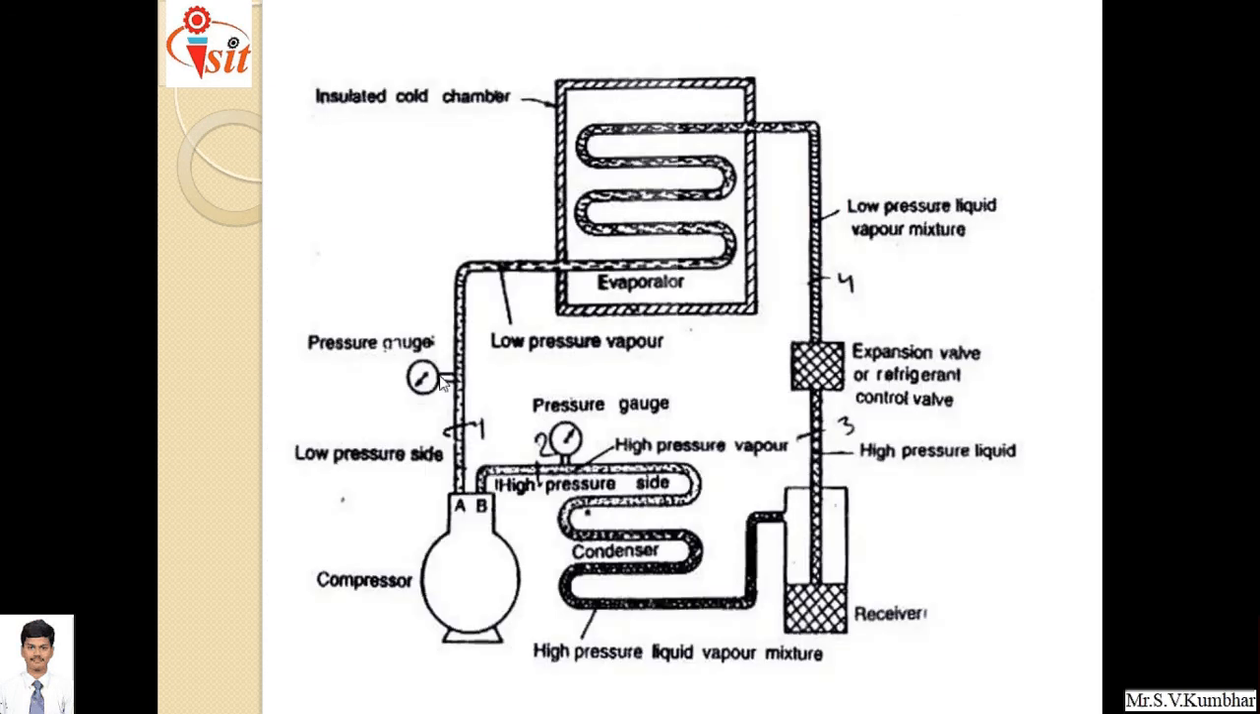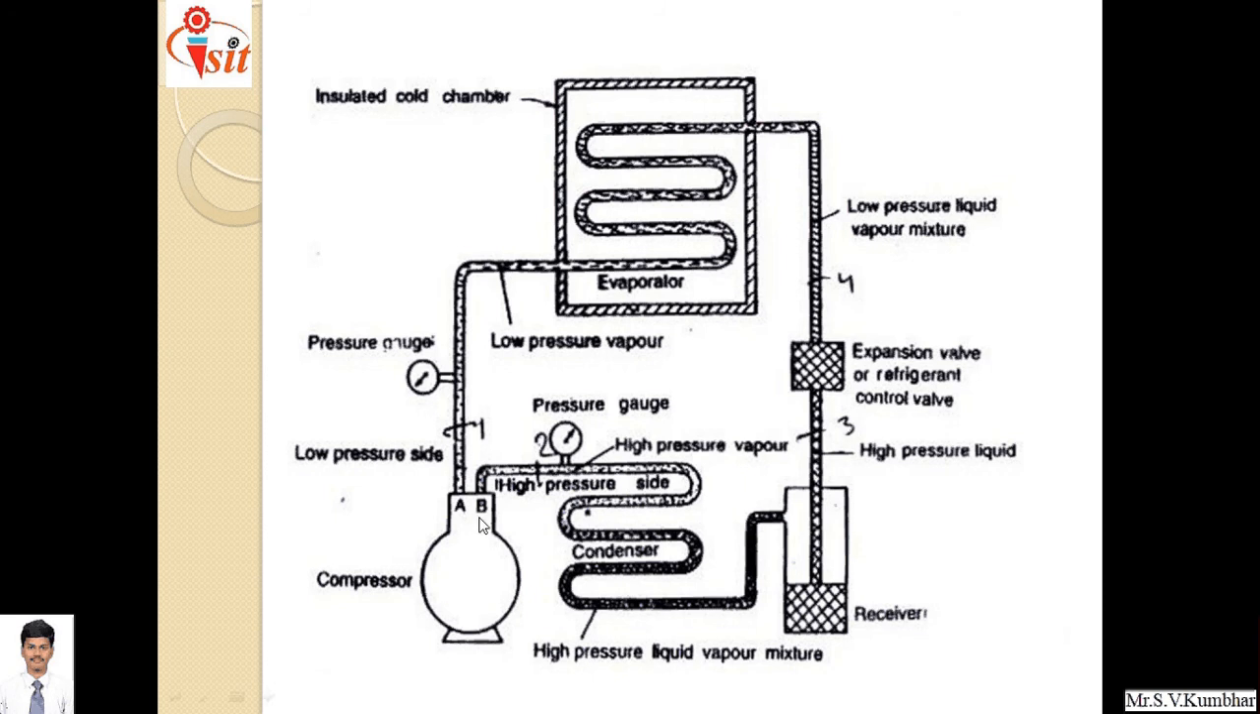The figure shows a simple vapor compression refrigeration system in which there are four important components. First, compressor; second, condenser; third, expansion valve; fourth, evaporator. One more component is shown, that is the receiver, which is used to store liquid refrigerant temporarily. In the compressor, generally a reciprocating compressor is used. Here, vapors of refrigerant are compressed, due to which they are converted into high pressure, high temperature vapors of refrigerant.